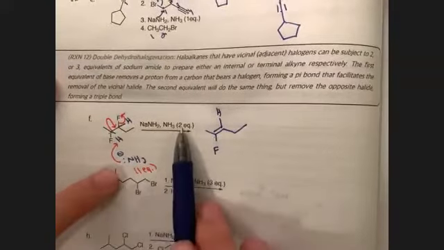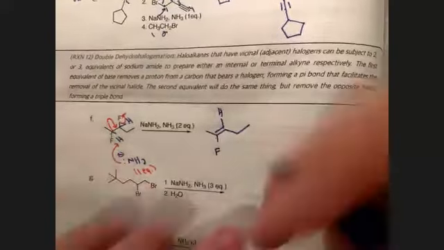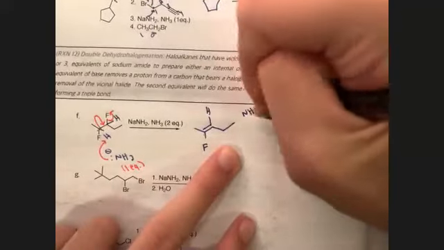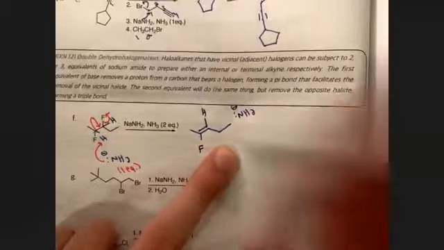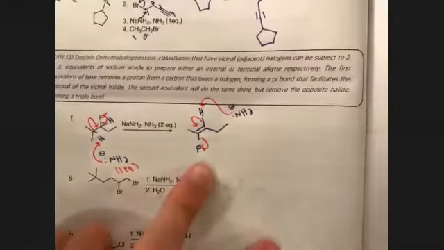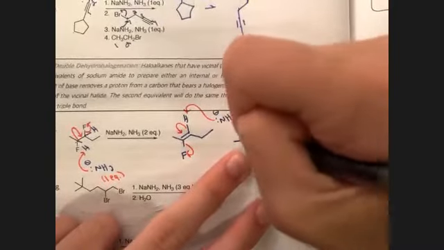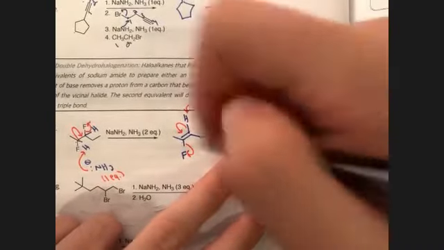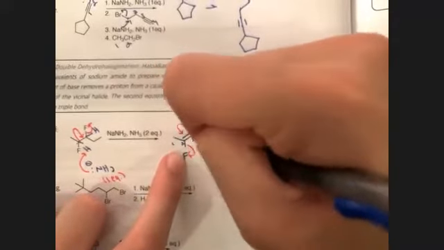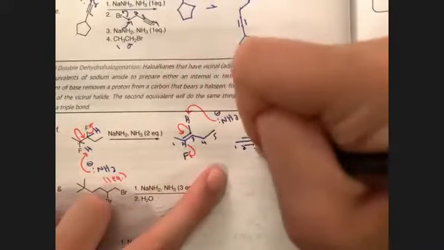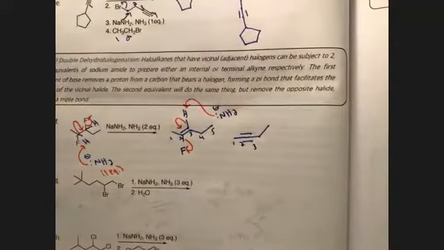Okay, so what do we think the second equivalent's going to do? Well, it's going to do the exact same reaction. It's going to grab this proton, donate the electron density into the linear alkane, and then facilitate the removal of that fluoride. So now we formed a triple bond. So remember, the triple bond is going to be between 2 and 3. So 1, 2, 3, 4, 5. So that is my structure.